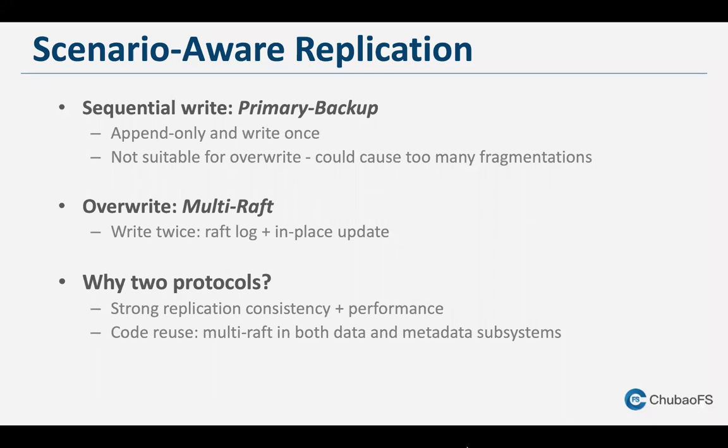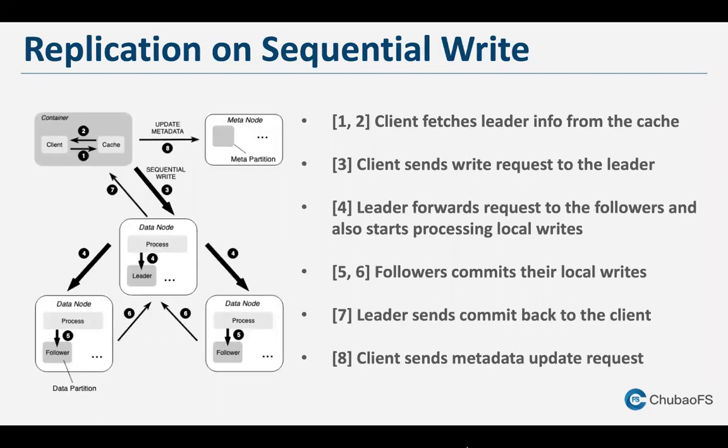Instead, we just import the raft logs. But the downside is that it needs to write twice. One is for the raft log, and the second one is for the in-place update, which really hurts the performance. So our trade-off is just to use the primary backup replications for the sequential writes, and for multi-raft we use the overwrites. So this is the scenario that I just said for the sequential write, how we do the replications in this case.